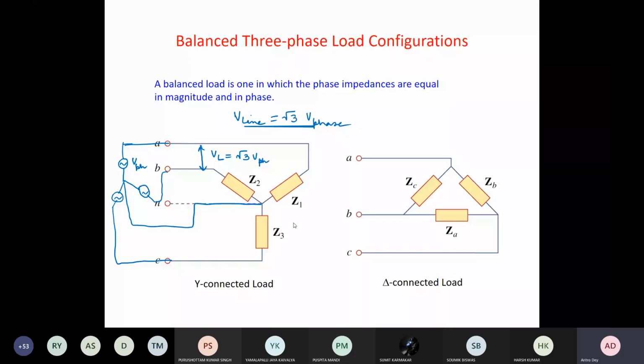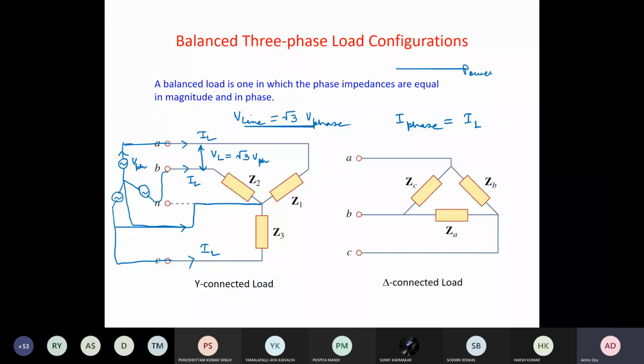And then what is your I phase? This is your I phase, and that is the same as IL, because the same current is flowing through this. If you take Z1 equal to Z2 equal to Z3, a balanced load star connected, then it will be IL for all these three lines. So I phase is equal to IL. Okay, so what is the total power consumption?